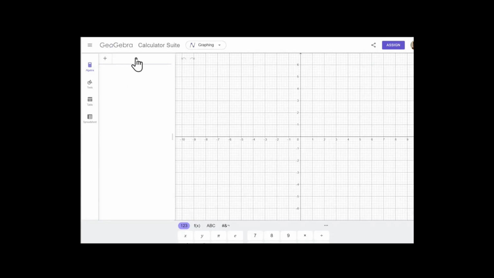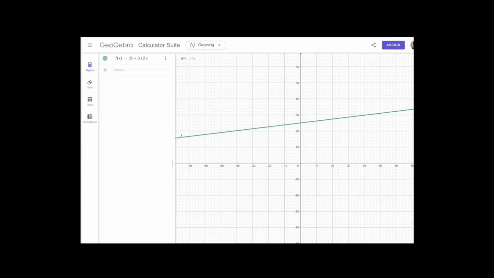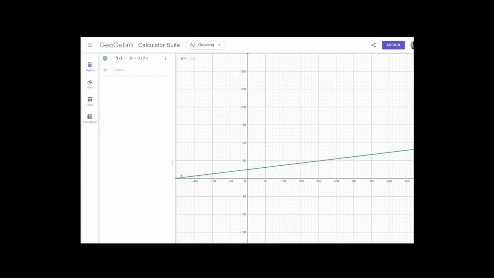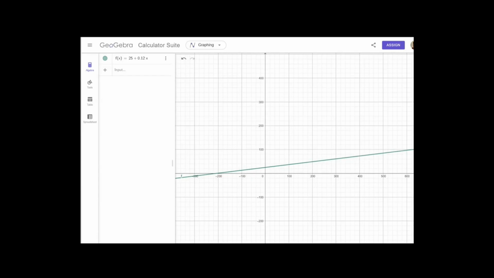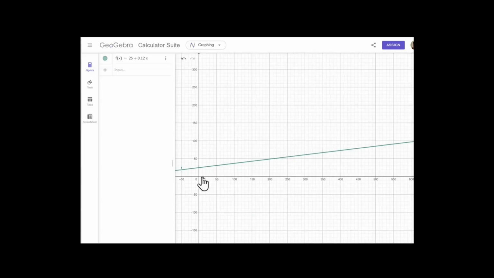So let's do this. This is plan number A, so this is A plus 0.12 X. You can see that's going to be a straight line when I zoom out. There it is there. It wants it between 0 and 500, so let's zoom out even more till we get 500. There we go, there's 500 there. We only want between 0 and 500 for this one. So the green one is plan A.